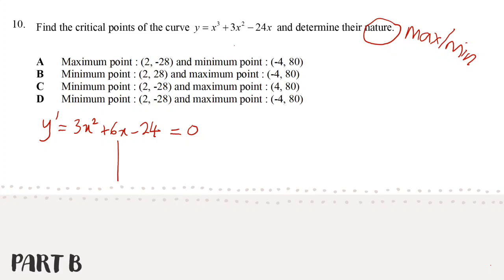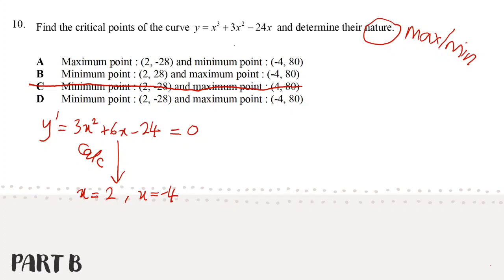And then you do factorization by using your calculator. No need to show your calculation because this is paper 1. So we get x is equal to 2, or x is equal to -4. So by looking at the choices A, B, C and D, for -4, we may ignore C because we have x is equal to 4. Okay, so we ignore C.